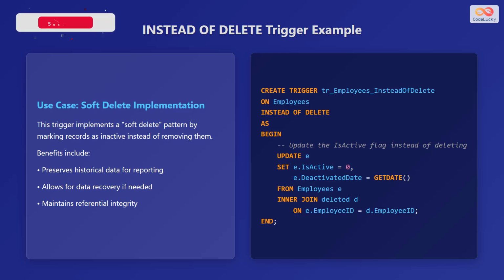The code begins with create trigger tr_employees_instead_of_delete on employees instead of delete. Inside the begin block, an update statement is used to set the isActive flag to 0 and record the deactivated date for the affected employees. This is done by joining the employees table with the deleted table, which contains the rows that were targeted for deletion.